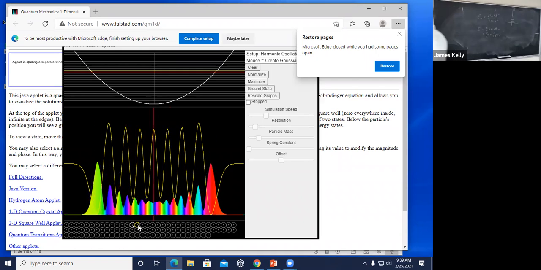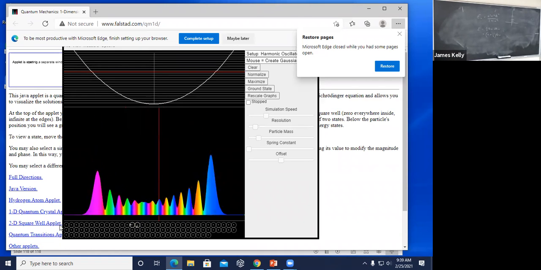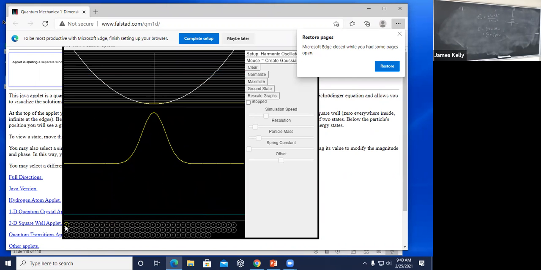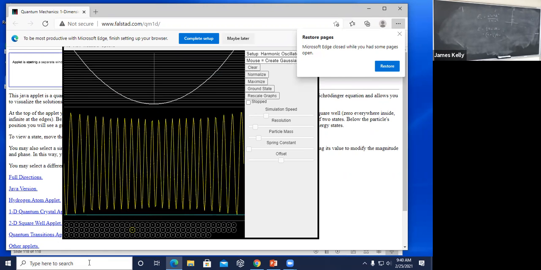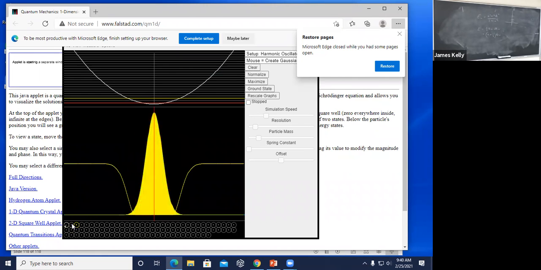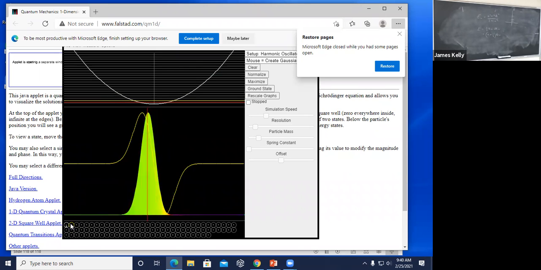It doesn't even have to be a high n for that to happen. That happens between the, well, let's clear this again, between the first and the second. Oops, clicked on the wrong one. First, and there's the second. So that's a linear combination of the first and second, and it's oscillating back and forth with the classical oscillation frequency.